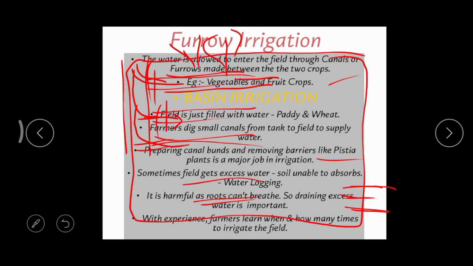But with experience, the farmers will learn. They come to know how much water is to be supplied to the field, how many times, and when to supply it, whether in the morning, afternoon, evening or at night, and how many times, whether two or three times. They come to know all these things by their experience, or simply by taking advice from experienced farmers. Then they can supply the correct amount of water and get correct results.